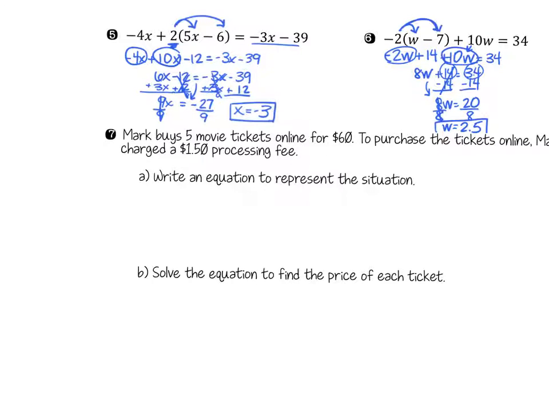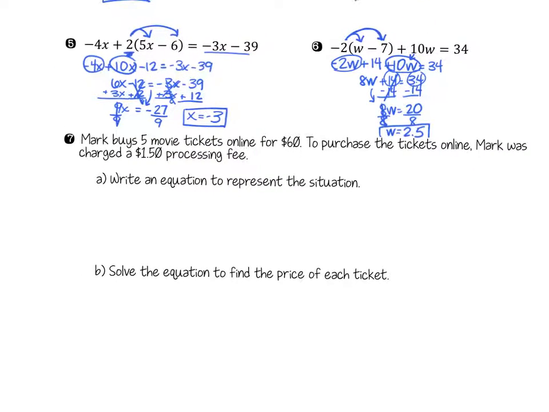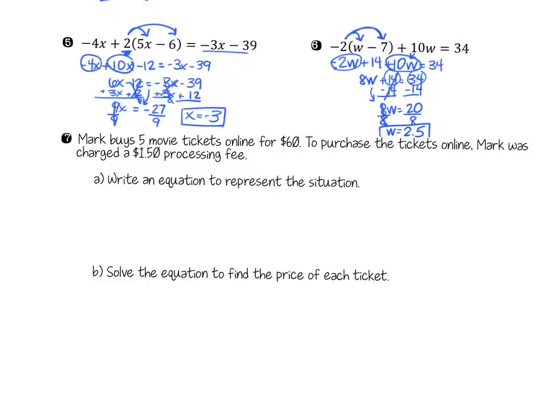So it says, Mark buys 5 movie tickets online for $60. To purchase the tickets online, Mark was charged a $1.50 processing fee. Write an equation to represent the situation. So I usually always start writing an equation with the total, or what I know the final was. So I start with that, typically, and it goes after the equals. We know his total was $60.